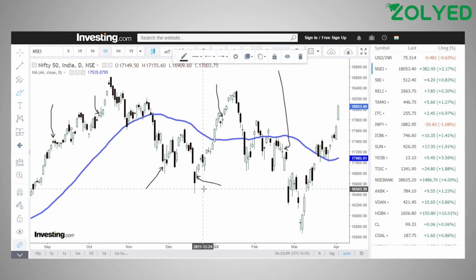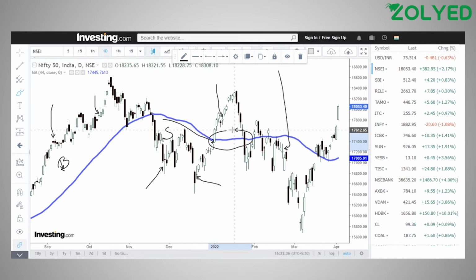So friends, now you have seen that whenever a moving average rises, we always buy. Okay, whenever there is a fall in moving average, we always short sell. And whenever there is a sideways trend, we never buy, we always sell.